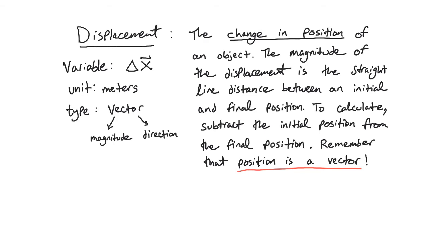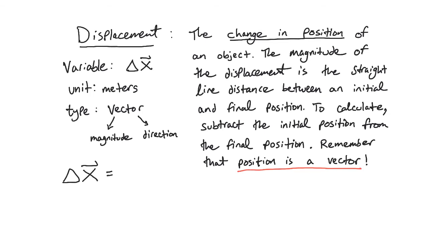Now this is a good opportunity for you to practice turning language into a mathematical equation. So right here, to calculate, subtract the initial position from the final position, remembering that position is a vector. I'd like you to come up with a mathematical expression now for displacement. So displacement is the change in, that's what the delta symbol is, change in position x, and that position is a vector quantity. So we have change in some vector quantity called position. Finish the equation here. What would go next? Pause the video and try it.